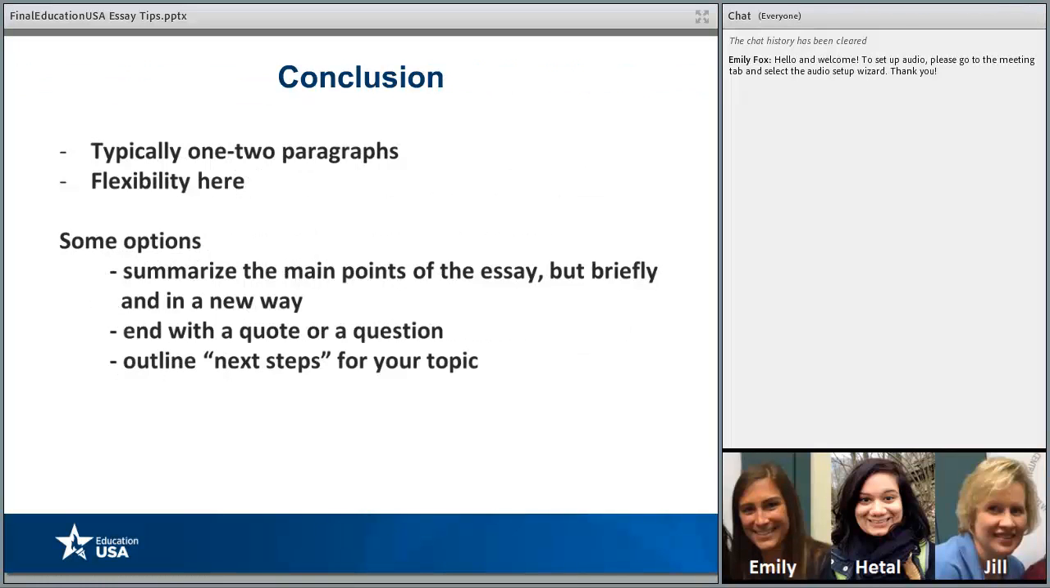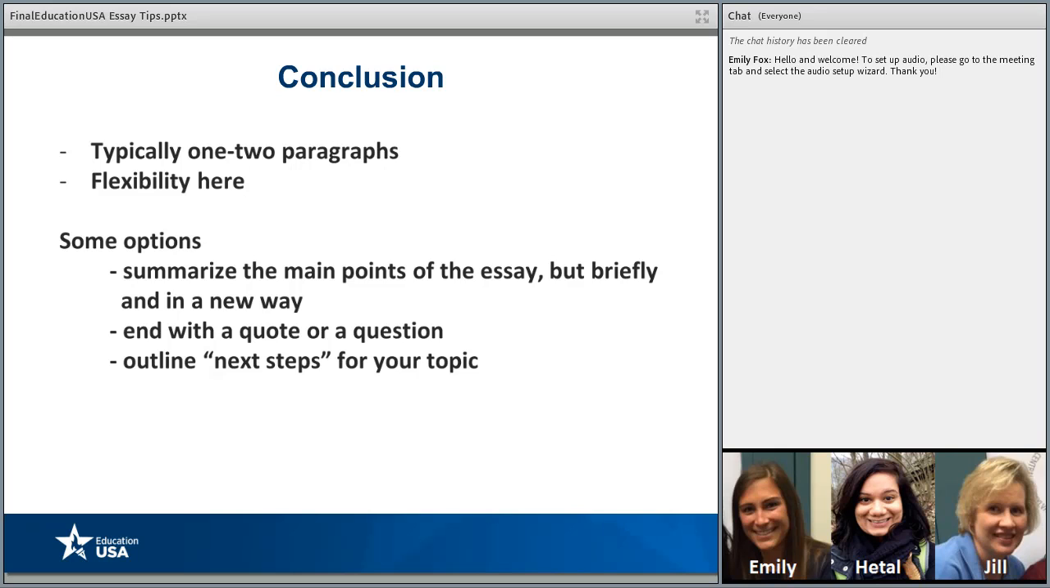And then you can't just stop there because you need a conclusion. So typically a conclusion, just like your introduction, is 1 to 2 paragraphs, but there's some flexibility here. A lot of students struggle with conclusion paragraphs, and I can understand that because it can be a little challenging. You feel like you've said everything that you wanted to say, but now I have to write this conclusion. So here are some options.